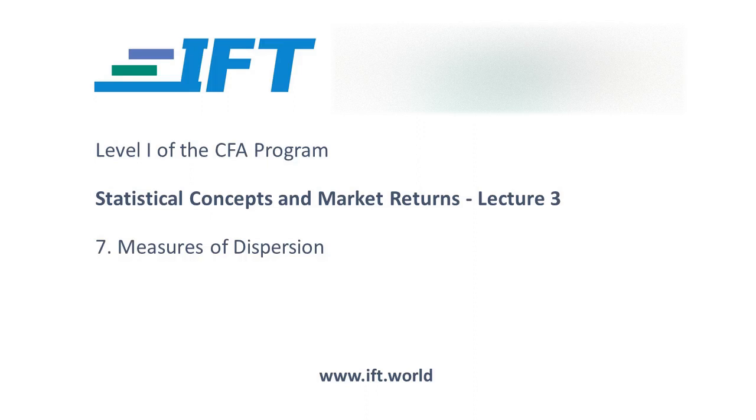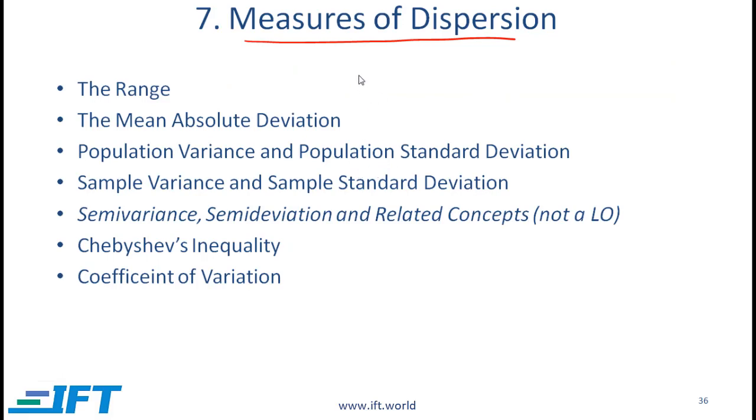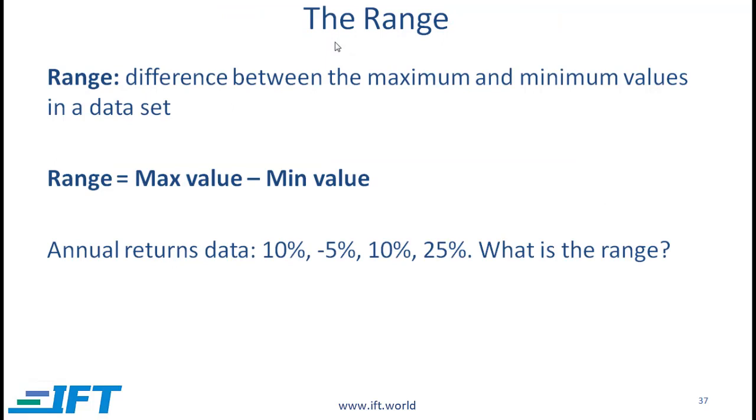Measures of dispersion. In this segment, we look at measures which tell us how spread out or dispersed our data might be. The most basic measure of dispersion is the range, and this simply tells us the difference between the maximum and minimum values in a data set. So if we have the following data set, the smallest value is -5, the largest value is 25, so our range is 30.